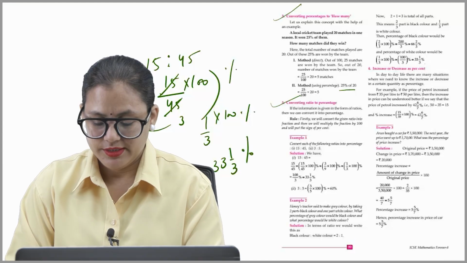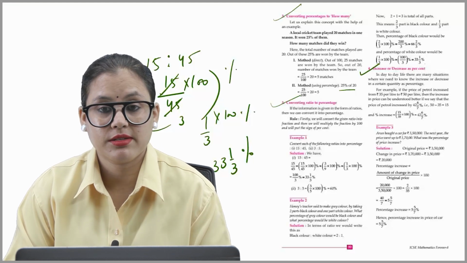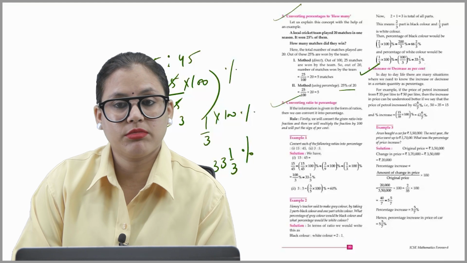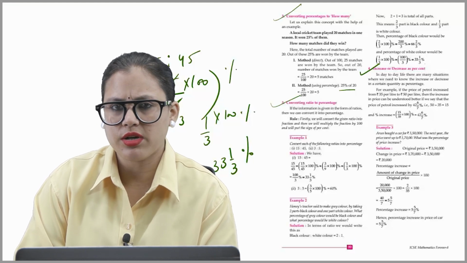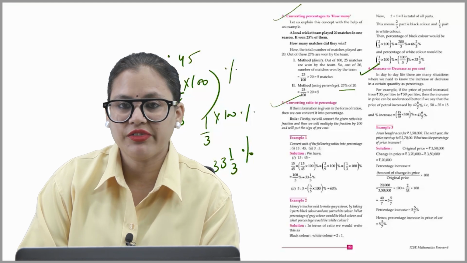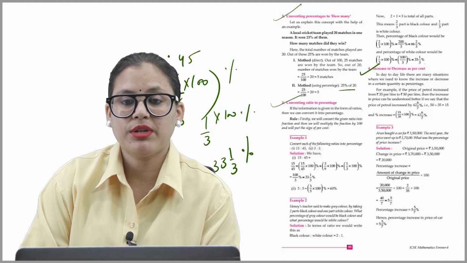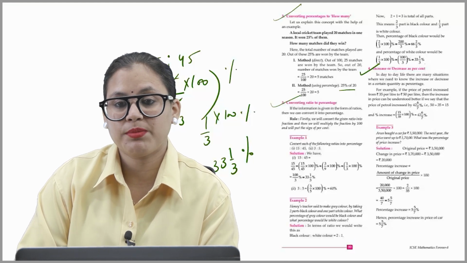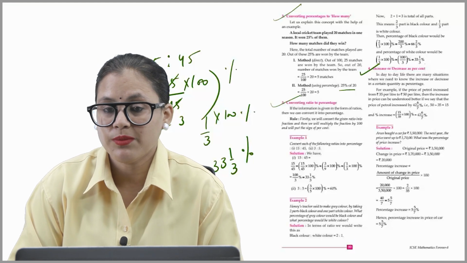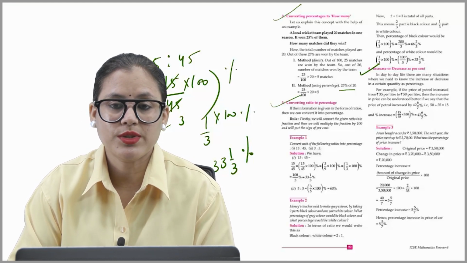Next is increase or decrease as a percent. In day-to-day life, there are many situations where we need to know the increase or decrease in a certain quantity as a percentage. For example, if the price of petrol increased from rupees 35 per litre to rupees 50 per litre, then the increase in price can be understood better if we say that the price of petrol increased by 42 6 by 7%. That is, 50 minus 35 is equal to 15, and percent increase is 15 upon 35 into 100, that is 42 6 by 7%.